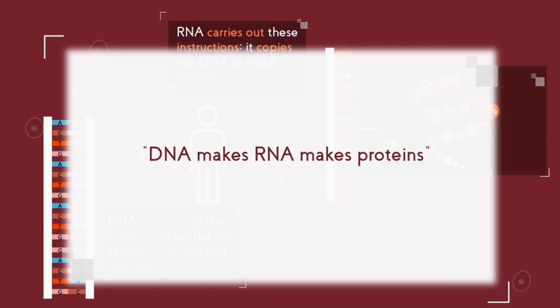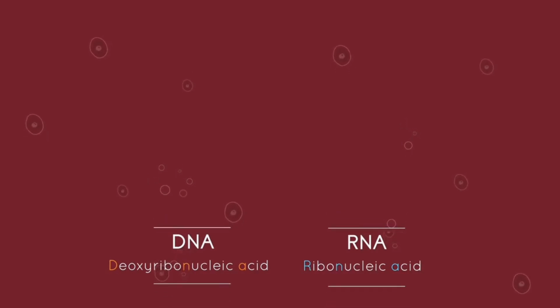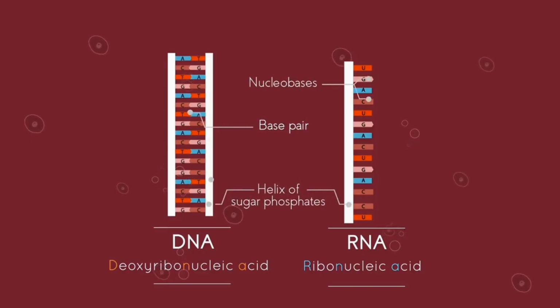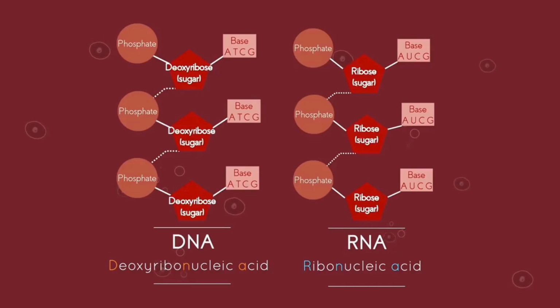So let's look at how they differ. Whereas DNA stands for deoxyribonucleic acid, RNA stands for ribonucleic acid. Whilst DNA is double-stranded, RNA is single-stranded. Like DNA, RNA is made up of a long chain of nucleotides. Each nucleotide consists of a ribose sugar, phosphate group, and nucleotide base. RNA has a sugar called ribose, whereas DNA has a sugar called deoxyribose.